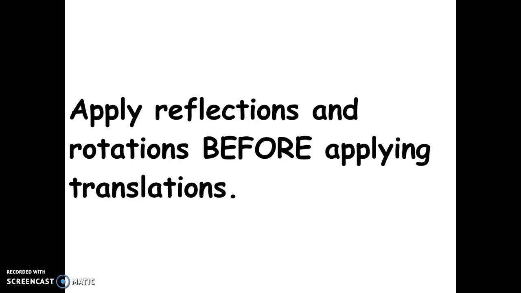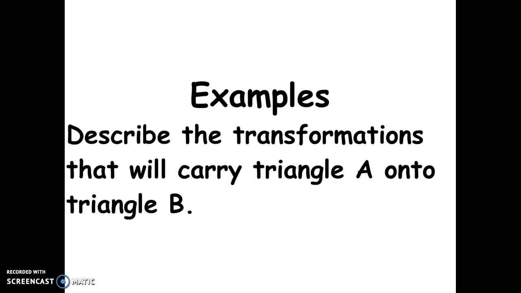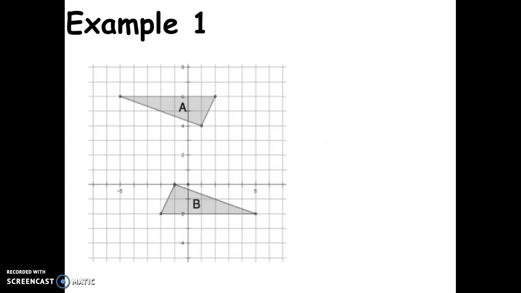Now we will move into our examples. For each example, we're going to describe the transformations that will carry triangle A onto triangle B. So here's our first example. So we see triangle A here, and we see triangle B here. We want to figure out how to get triangle A to sit right on top of triangle B.